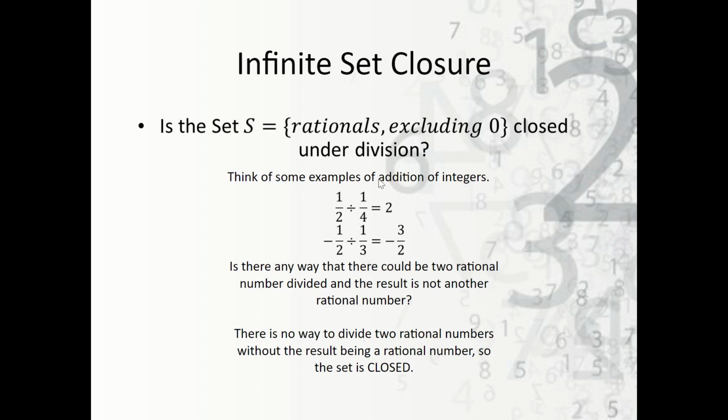So therefore, we can just look at these examples and continue to come up with more examples, and we can see that the set is actually closed because no matter what, when I divide two fractions by each other, I will always get another fraction.